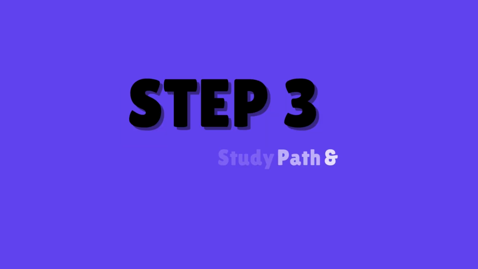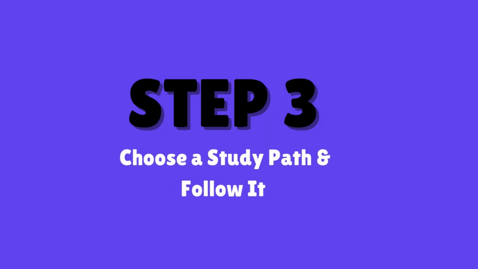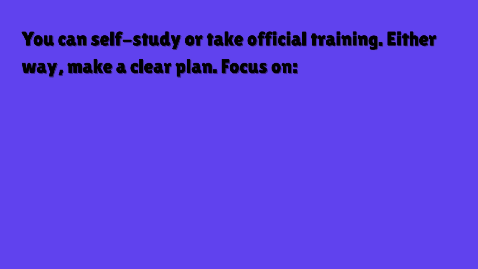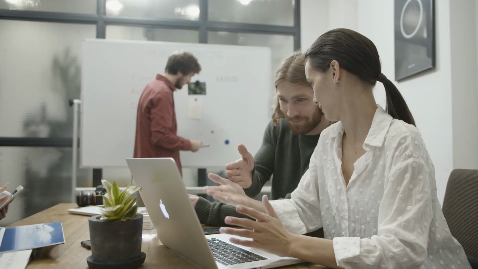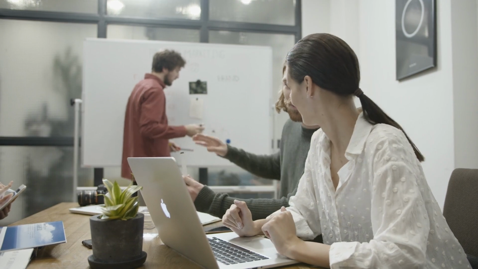Step 3. Choose a study path and follow it. You can self-study or take official training. Either way, make a clear plan. Focus on a solid CEH course: EC-Council iLearn, Udemy, or StationX. Hands-on labs using tools like Nmap, Metasploit, Burp Suite. Study guides like the CEH All-in-One Exam Guide or the official EC-Council manual. Set weekly goals and stick to them. Consistency beats cramming.